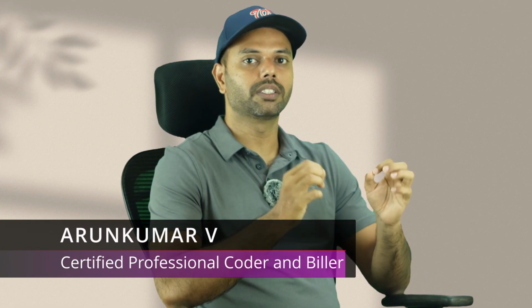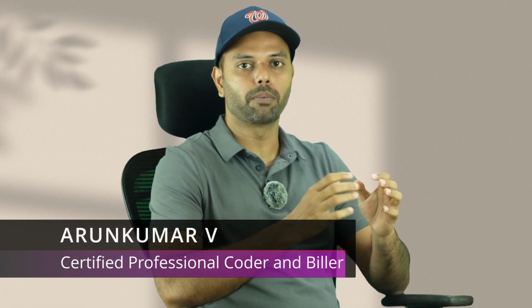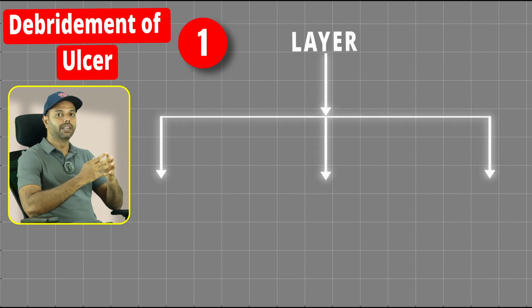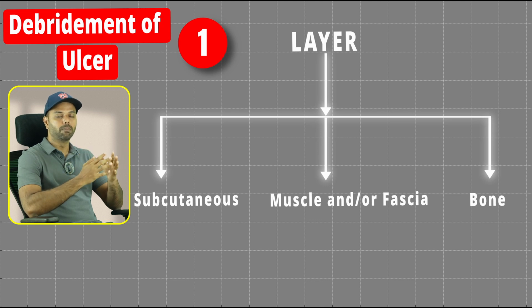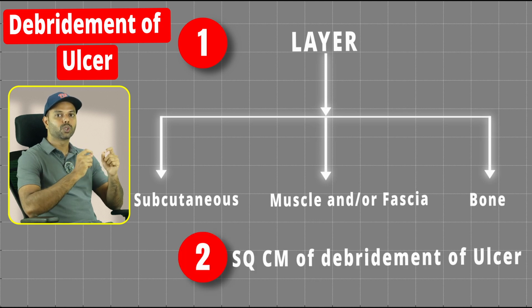Debridement of ulcer is a common procedure performed by a podiatrist. Let's see how to code for debridement of ulcer. If you want to pick the right code for the debridement of ulcer, you have to focus on these two things in the documentation. First thing, layer, whether it is subcutaneous or muscle and or fascia or bone level. Second, square centimeter of debridement.